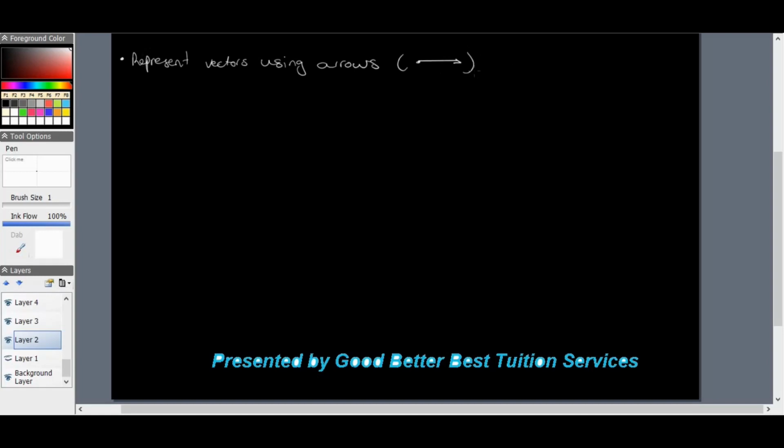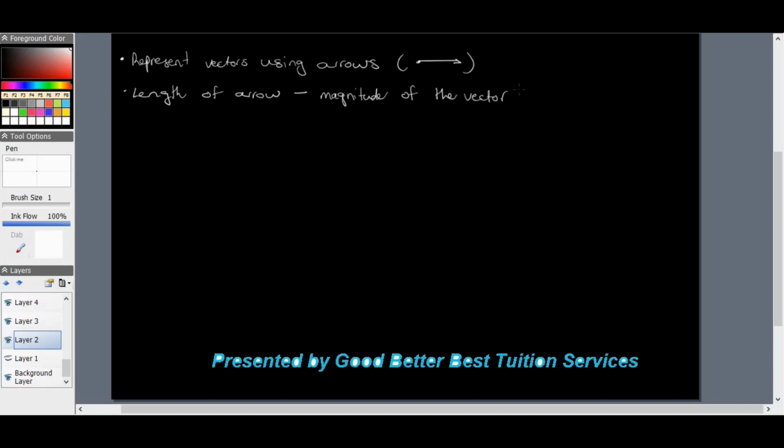So I'm going to use a bit of shorthand notation here. The length of the arrow, what does this represent? The length of the arrow represents the magnitude of the vector, the size, the numerical value.